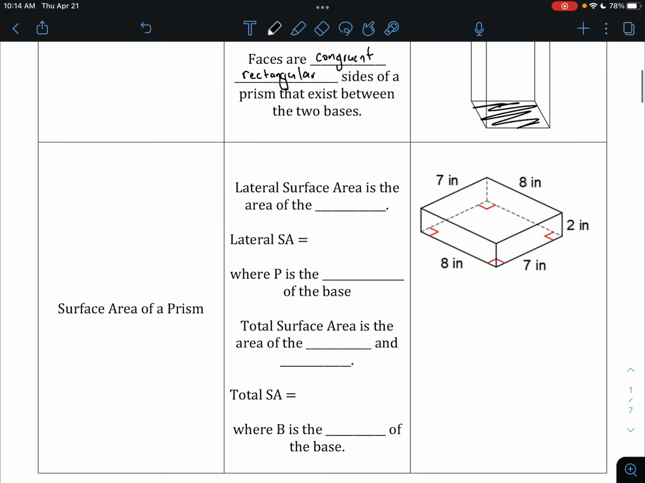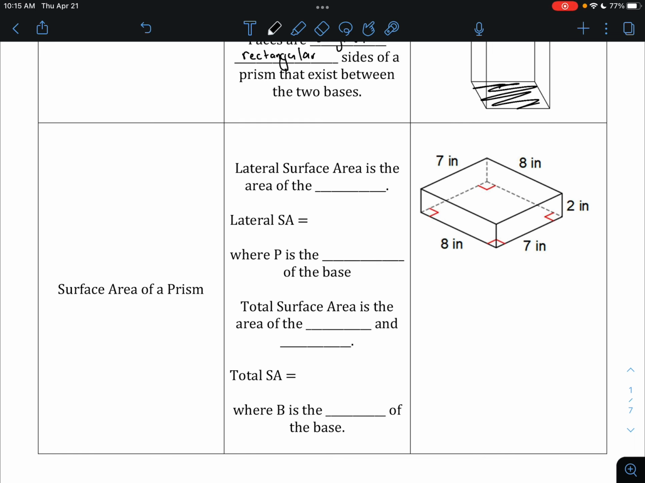Now, we know what a prism is, so we can use a couple of different formulas to figure out how to find the surface area of a prism. And there's two different types of surface area. There's lateral surface area and total surface area. And the lateral surface area is the area of all of the faces. So everything but the bases. So all of the sides in between the bases of our prism.